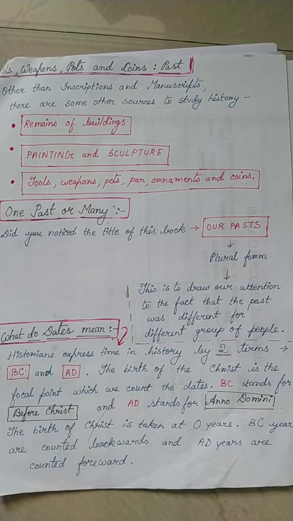For example, if we say Alexander invaded India in 326 BC, it simply means that the invasion made by Alexander took place 326 years before the birth of Christ. And if we refer to the year 1920 AD, it means that the year occurred 1920 years after the birth of Christ. Isn't it? I think this point is clear to you. What do dates mean? Here we ended the chapter.